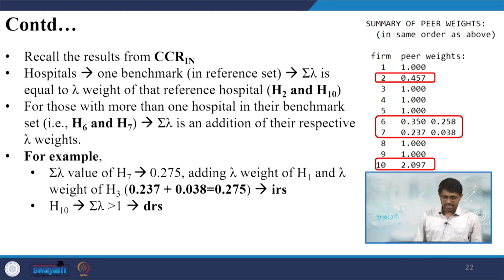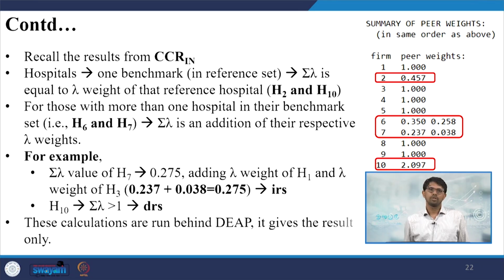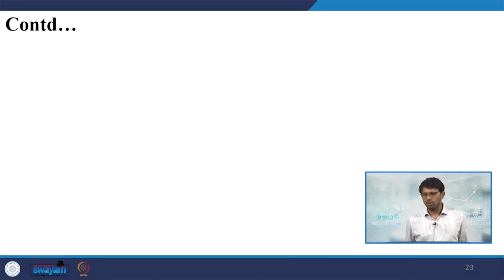The sum of lambda value of H7, particularly in this case, is 0.237 plus 0.238, so it boils down to 0.275. Hence, since it is less than 1, it is interpreted as increasing returns to scale. However, for H10 it is more than 1, that is 2.097, so it follows DRS. Okay. These calculations run behind DEAP; it gives the result only.